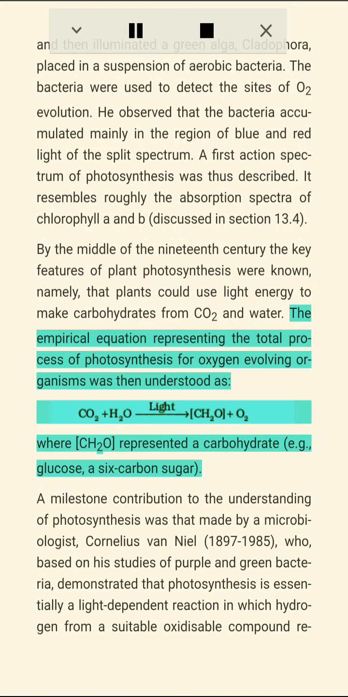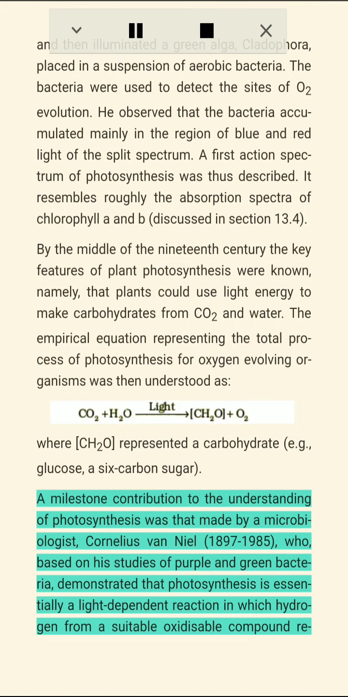By the middle of the 19th century, the key features of plant photosynthesis were known, namely, that plants could use light energy to make carbohydrates from CO2 and water. The empirical equation representing the total process of photosynthesis for oxygen-evolving organisms was then understood as shown, where CH2O represented a carbohydrate, e.g., glucose, a 6-carbon sugar.